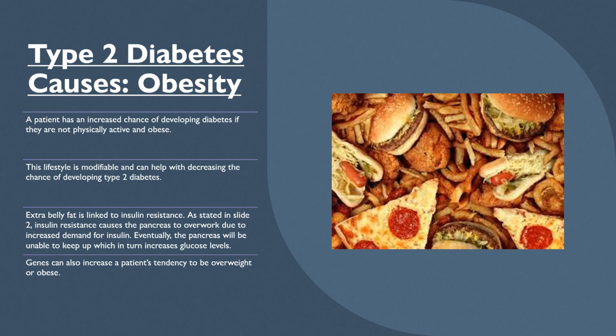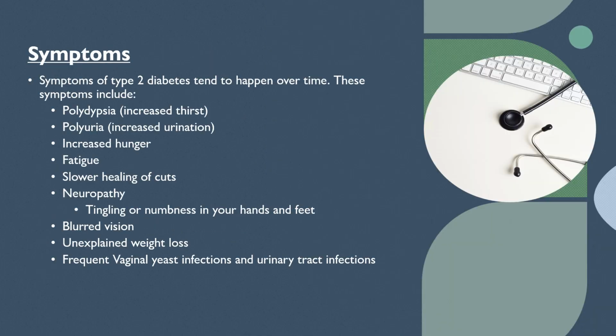As stated in slide 2, insulin resistance causes the pancreas to overwork due to increased demand for insulin. Eventually, the pancreas will be unable to keep up, which in turn increases glucose levels. Genes can also increase a patient's tendency to be overweight or obese. Symptoms of type 2 diabetes tend to happen over time.